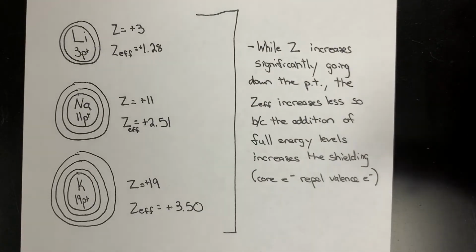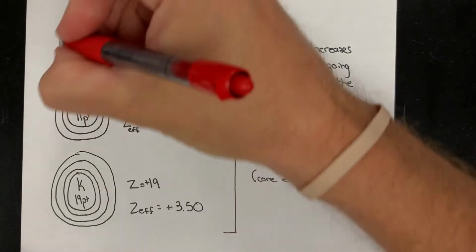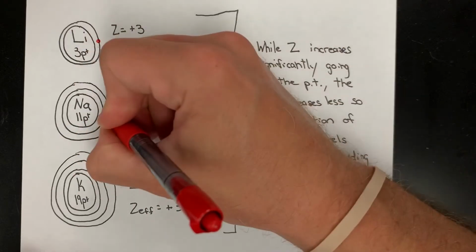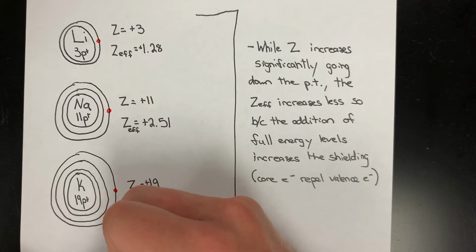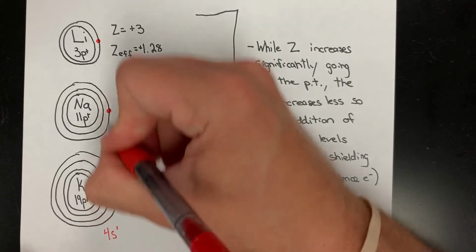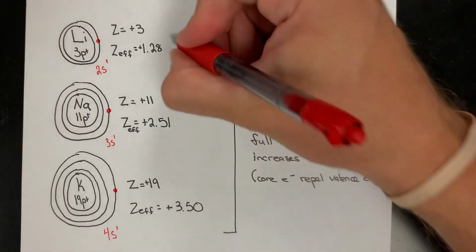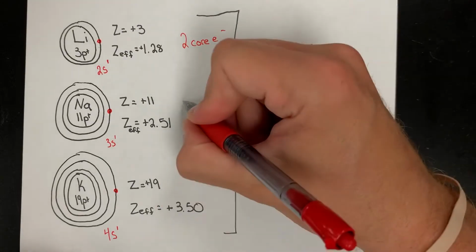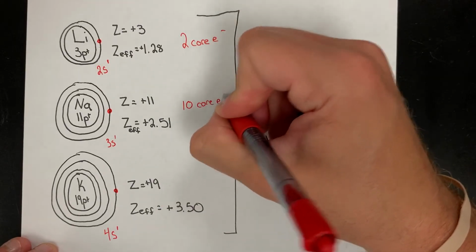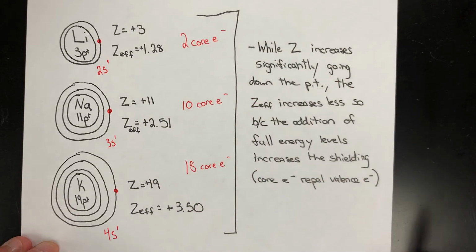But again, what's happening is that we have different numbers of core electrons as we go down the periodic table. In all cases, there's only one valence electron, right? It's in that s subshell, okay? So this valence electron is the 4s1, and this is the 3s1, and this is the 2s1. As we go down, we have 2 core electrons for lithium, whereas we have 10 core electrons for sodium, and we have 18 core electrons for potassium.